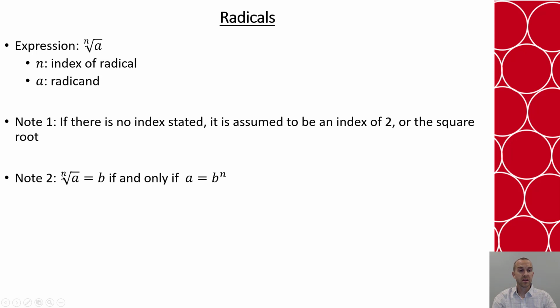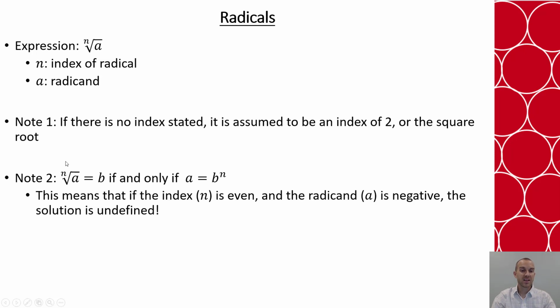Also, it is important to recognize that the nth root of a equals some value b if and only if a equals b raised to the nth power. Now that may sound kind of weird, and what is that getting at? There's one specific case that's very important to remember, which is that if my index is even, but my radicand is negative, that creates an undefined solution. And when you use your calculator, it'll even come up as saying undefined or error on the calculator.